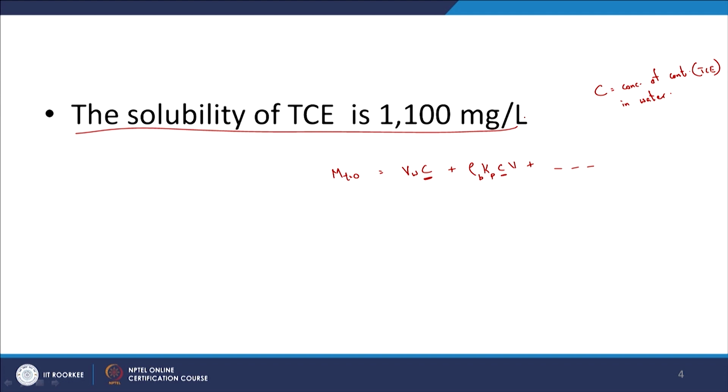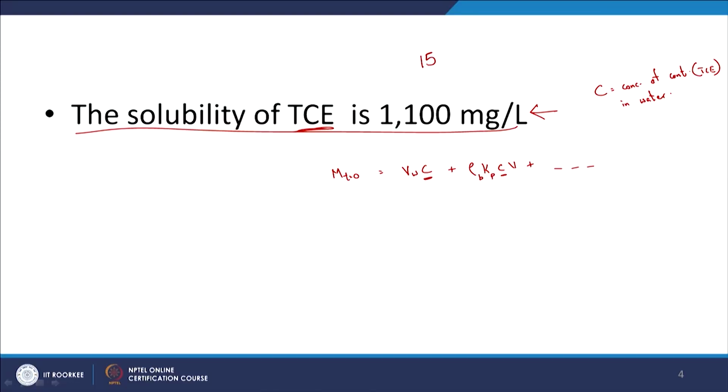So, as we mentioned here, based on the relevant data, it seems the solubility, the maximum concentration of TCE that water can hold, let us say, is 1100 milligram per liter. But keep in mind, initially it was only present at 15 milligram per liter. This is what we had earlier, right. This was the initial concentration of TCE dissolved in water.